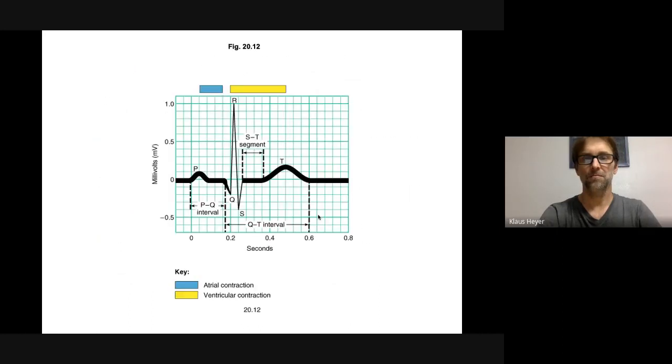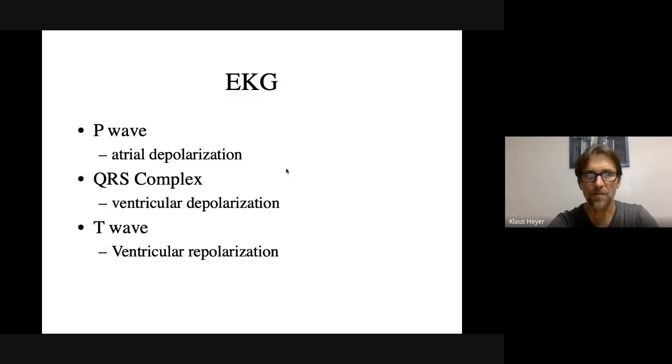So let's go back. Atrial depolarization, which you assume leads to contraction. Ventricular depolarization, which you assume will lead to ventricular contraction. And then ventricular repolarization, which is a relaxation of the ventricles. So when you're taking an EKG, you're really looking at the electrical activity in the heart. You can make inferences about what the heart is going to do because of that. Okay, these should be contracting, these should not be contracting, but you can't know for sure.